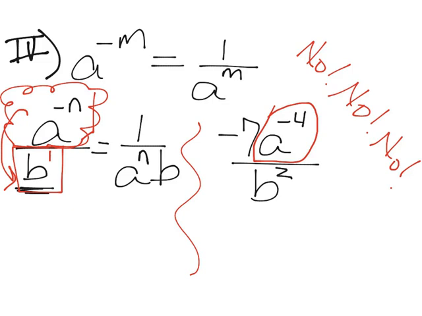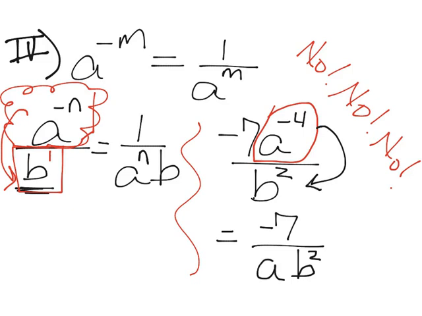Our final result, we're going to leave negative 7 in the numerator. B squared, he's so nice, and he's sitting right there in the denominator with the positive exponent. Leave him alone. A to the negative 4 in the numerator, no. Take the reciprocal, which means you're going to move it to the denominator and make that exponent positive.